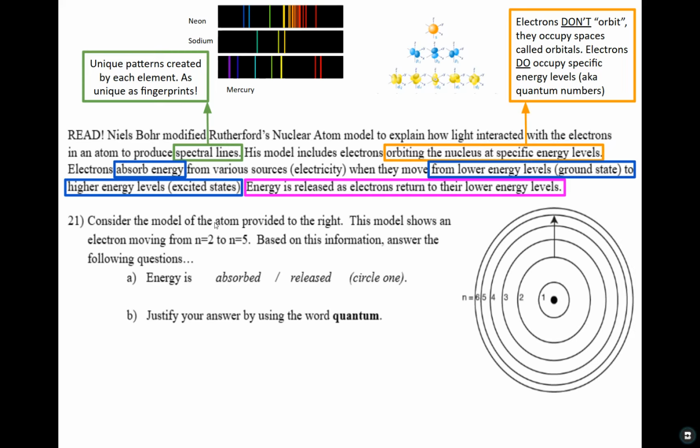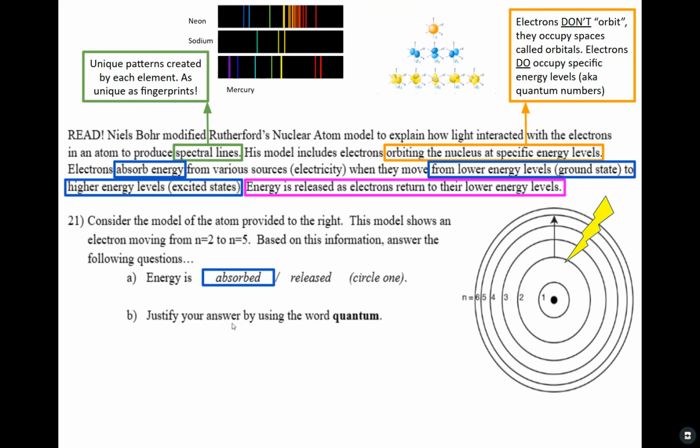It says, consider the model of the atom provided to the right. This model shows an electron moving from quantum level 2 to quantum level 5. Based on this information, answer the following questions. Okay, so if we're going from 2 to 5, energy is going to be absorbed because that's what it says here. If we go from lower to higher, we are absorbing energy. We're taking in energy. And I actually like to show that by using either a squiggly arrow pointing into the atom, or you can use a lightning bolt with the tip pointing in, showing that energy is going into the atom, and the atom uses it to push that electron up.